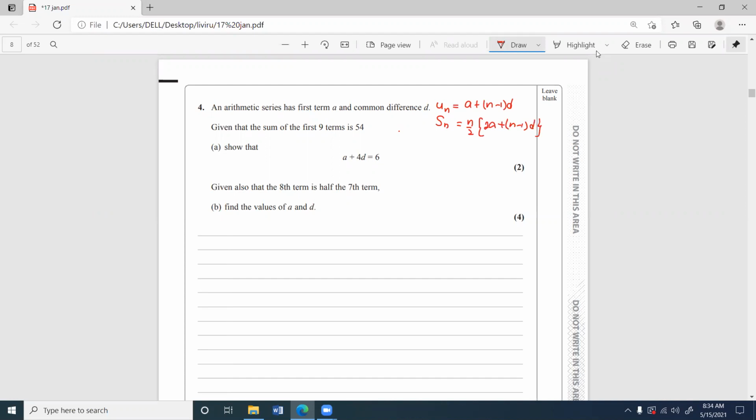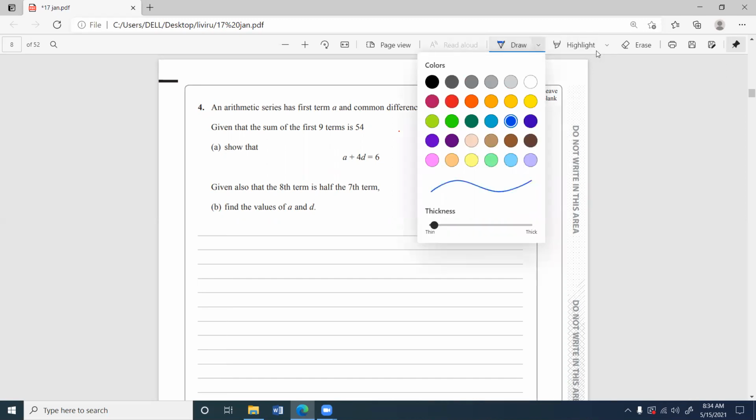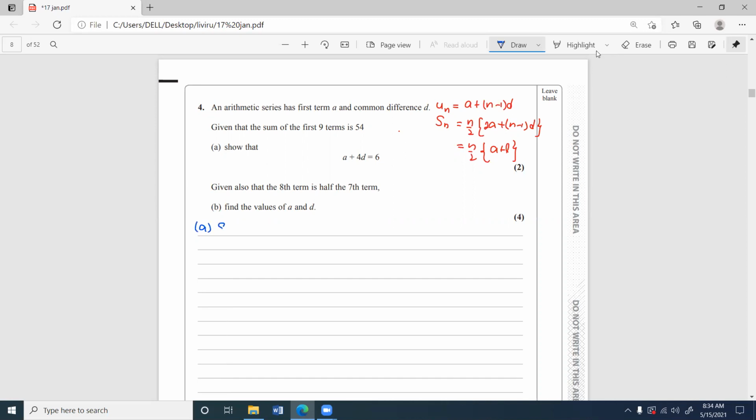And if you know the last term, you can use this formula as well, if you know the last term only. So now let's see what information they have given in this question. They have given that the sum of the first 9 terms is 54. So the information given here is S9 is equal to 54.